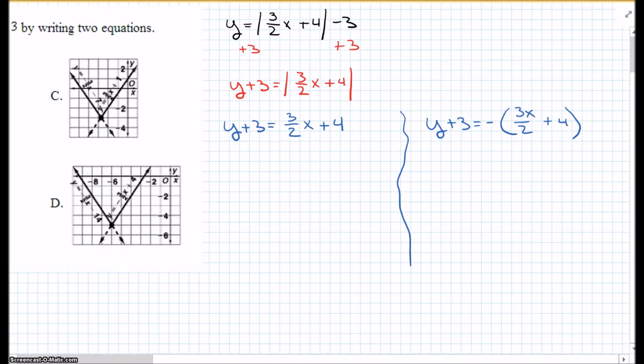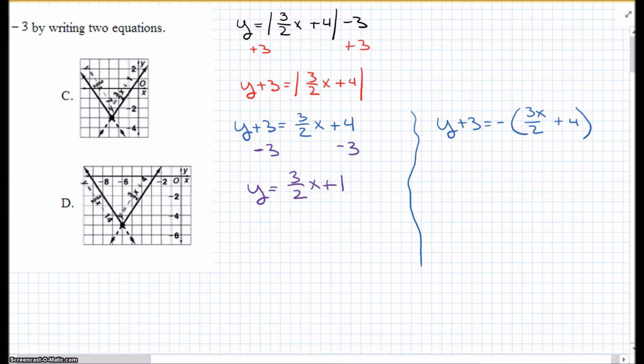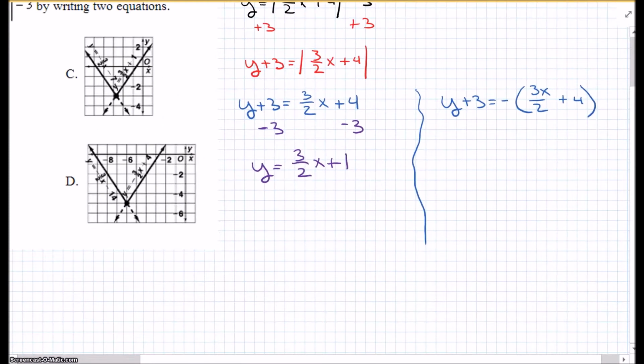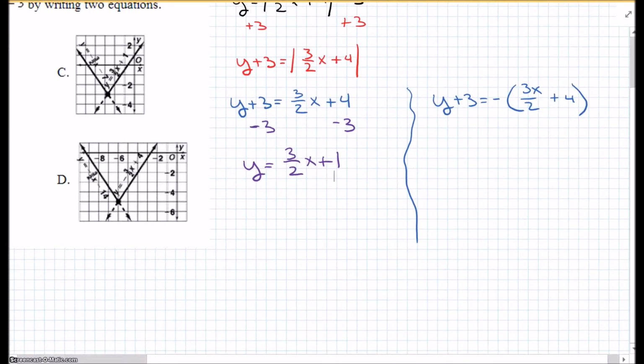Okay, now let's just get y by itself in each equation. So we'll do the positive one first. So we'll subtract 3 from each side. So y is going to equal 3 over 2 x plus 1. Can we graph that equation? We sure can. We'll do that in just a second.